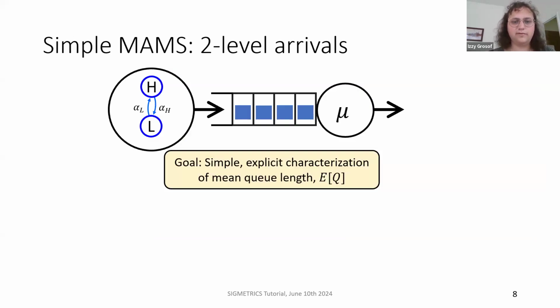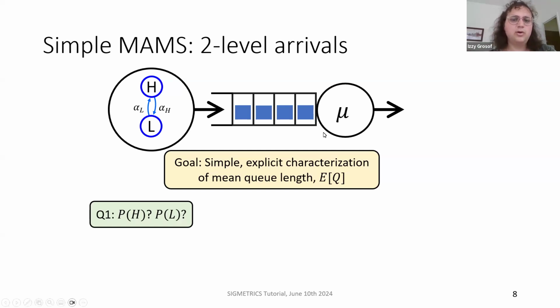Okay, so we've got our goal, the simple and explicit characterization of mean Q-length for this system. To get you thinking about how the system works, let me start by asking the first question. What fraction of the time does this system spend in the high arrival intensity state?